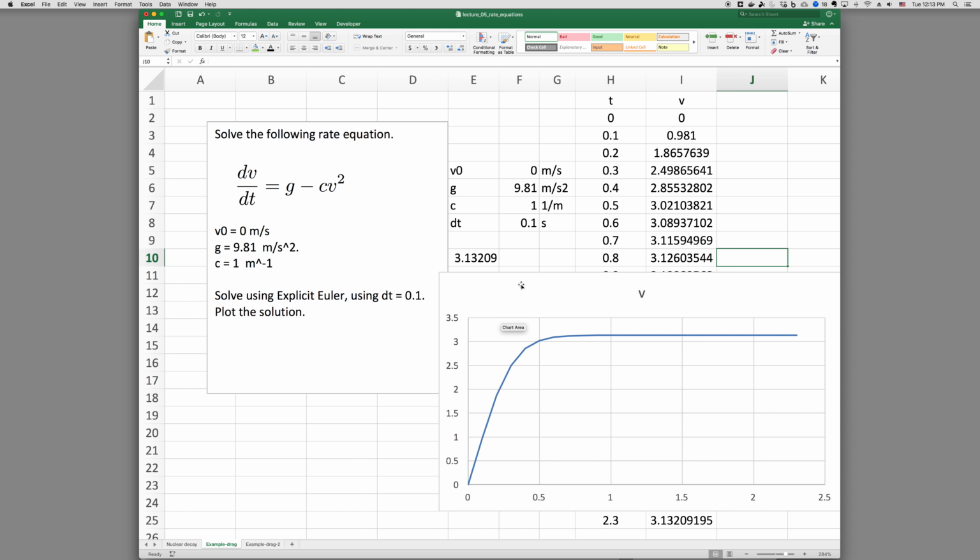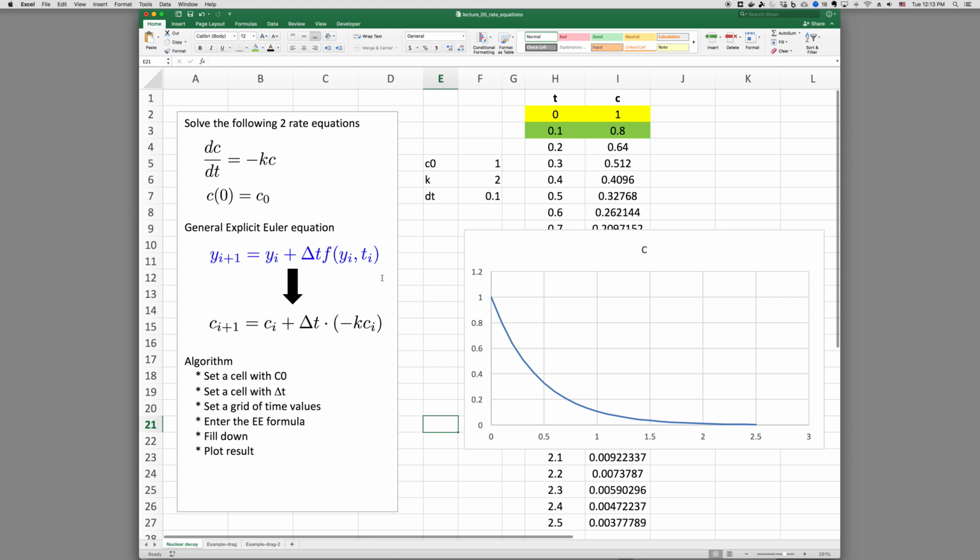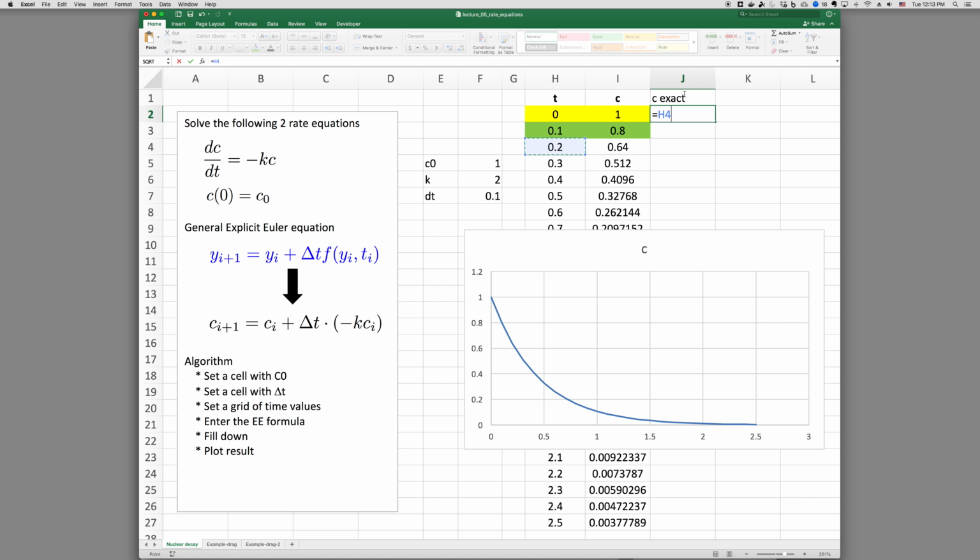Another way that you can do this is by comparing to an exact solution. So in the nuclear decay problem, we have a simple linear equation, and there's a known exact solution for it. C exact, and if we write that, the exact formula is equal to C0, looks like I've named that cell F5 anyway, lock that cell, times exp of minus k, lock that cell, times t.